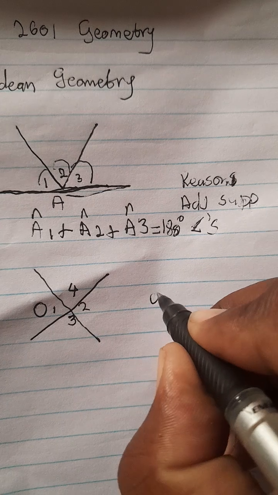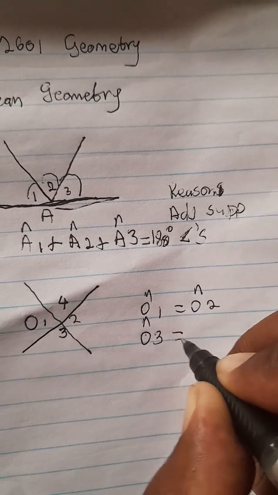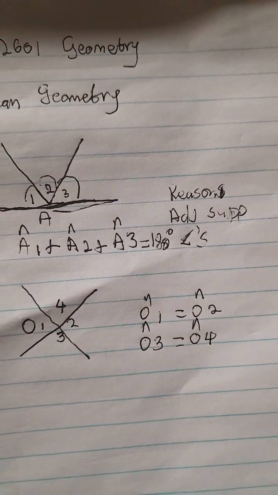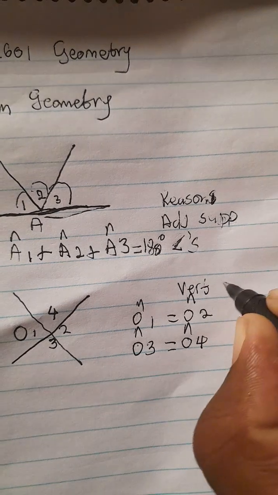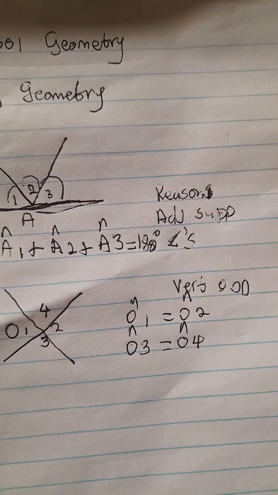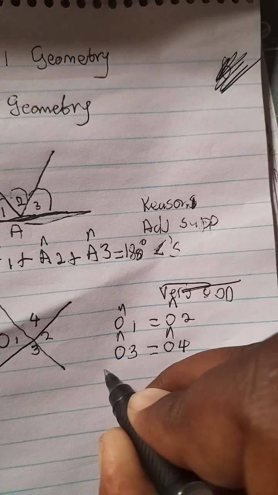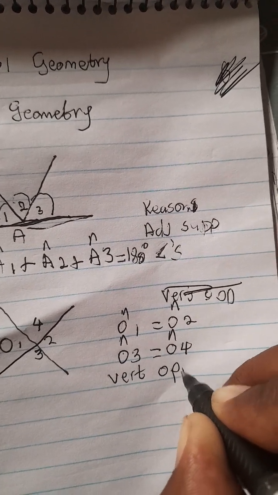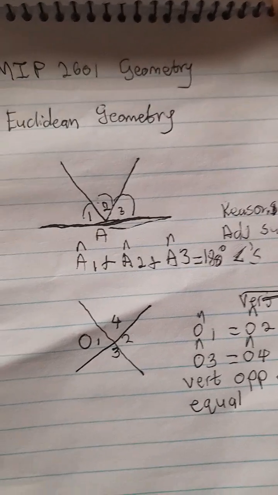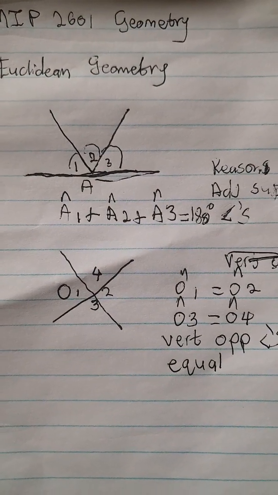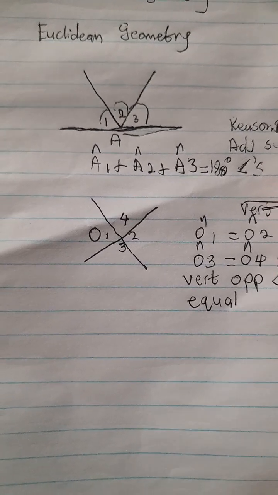So what do I mean? I said angle O1 will be equal to angle O2, and angle O3 will be equal to angle O4. Angle O4 will be equal to angle O3, right? So the reason here will be vertically opposite angles equal. This is the reason. So vertically opposite angles are equal. Yes, in this case, just know that vertically opposite angles are equal. I hope I'm making sense. That's why I won't rush.